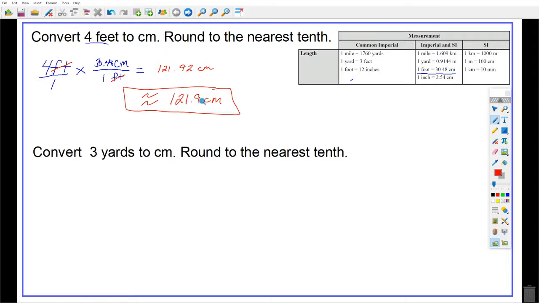And once again, that may be slightly off depending on if somebody chose to use a different conversion here for centimeters to feet, maybe more or less decimal places.